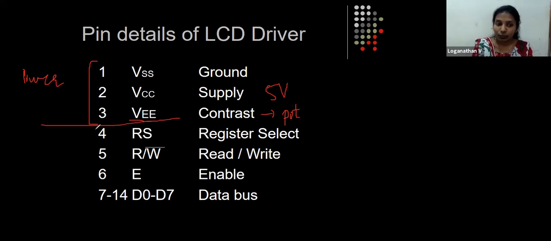The most important pins to work with the LCD are RS, RW, and enable. These are the most important pins, and we call them the control pins of the LCD. Almost all hardware devices have control pins. Even the microcontroller has control pins. Remember what the control pins of the microcontroller are? We have 40 pins; in that, 32 are fixed for IO lines, or address and data lines.